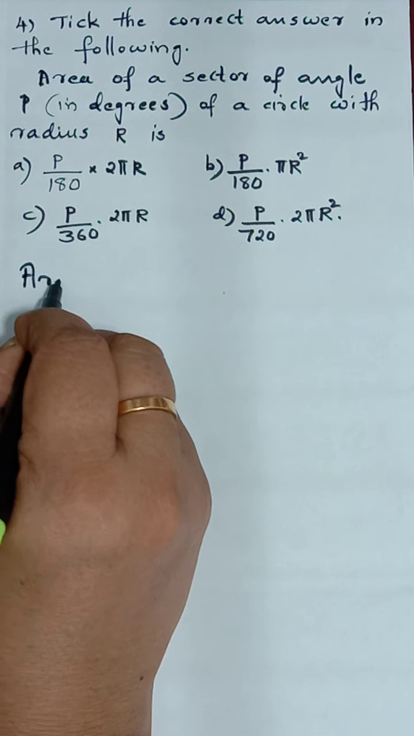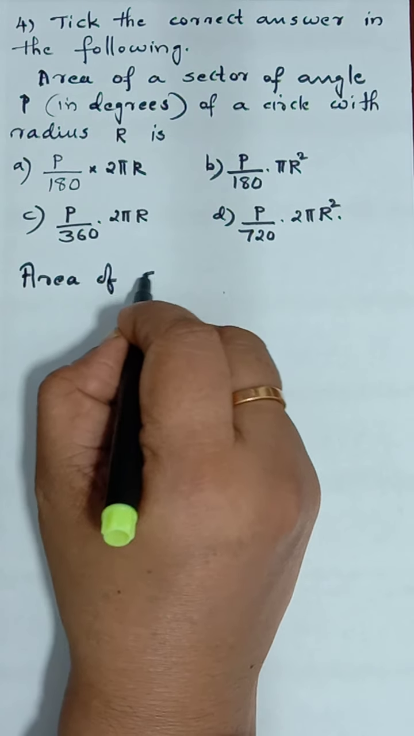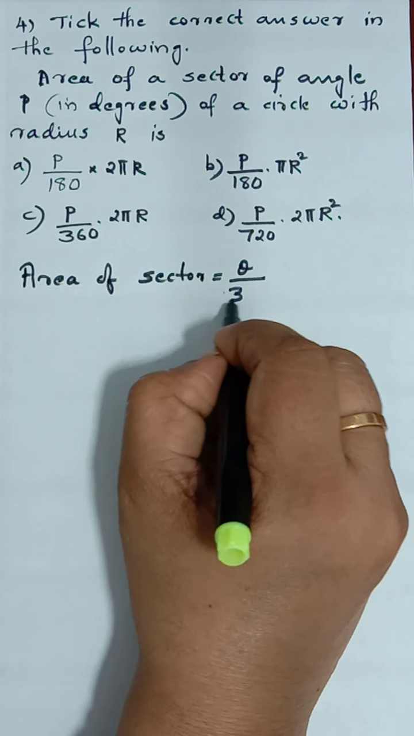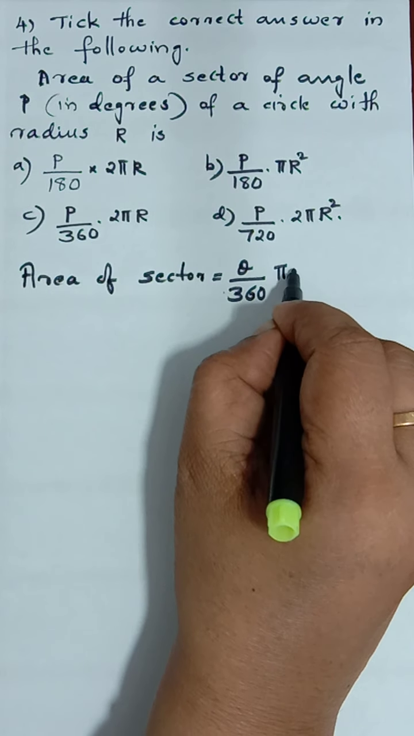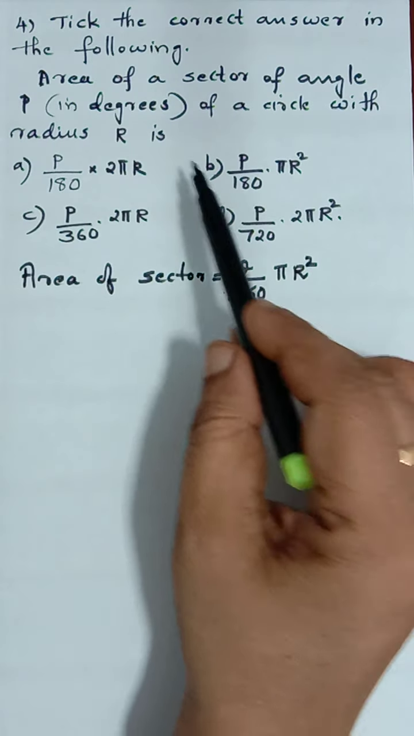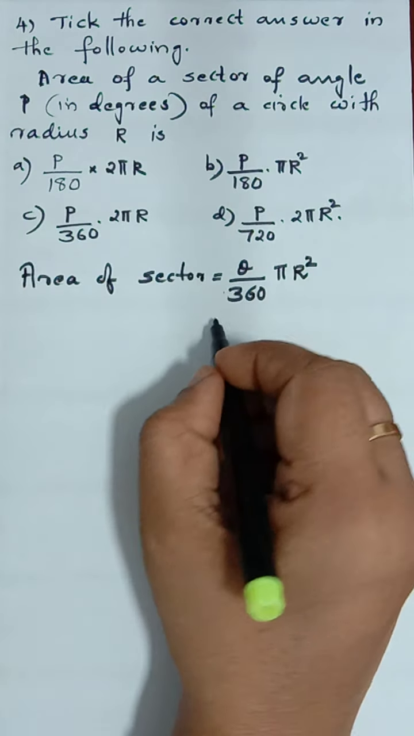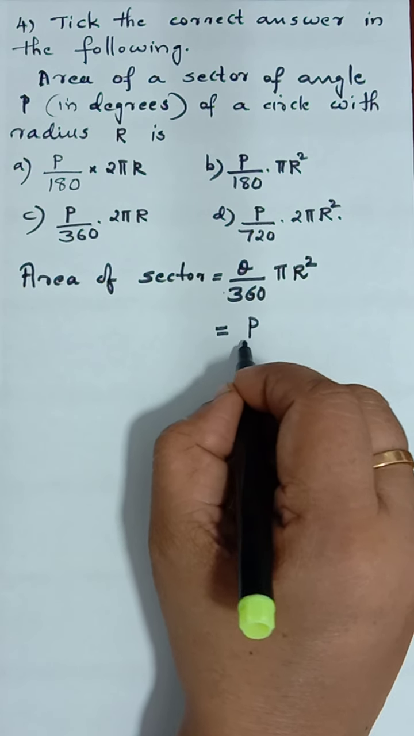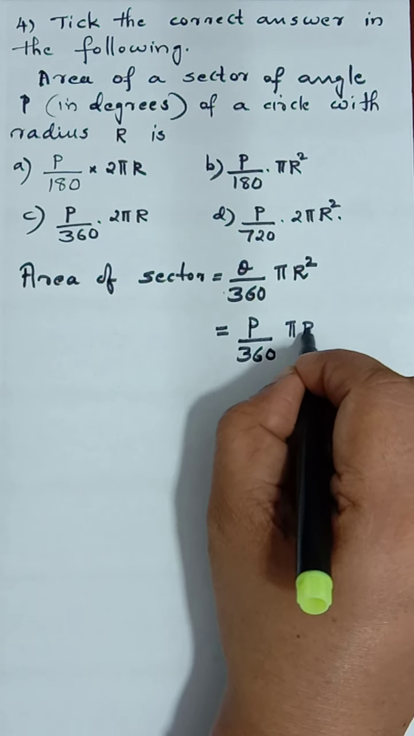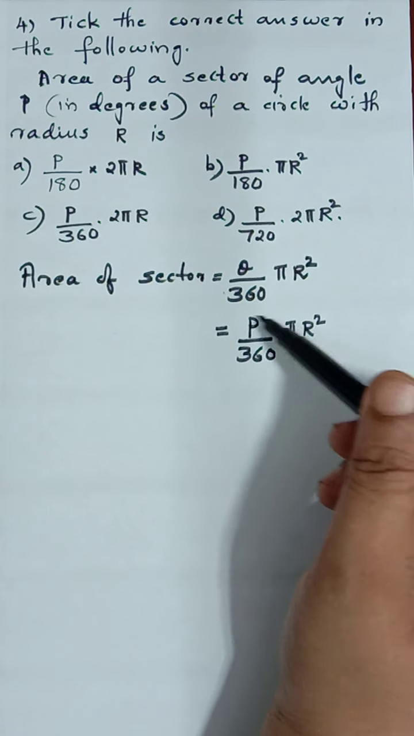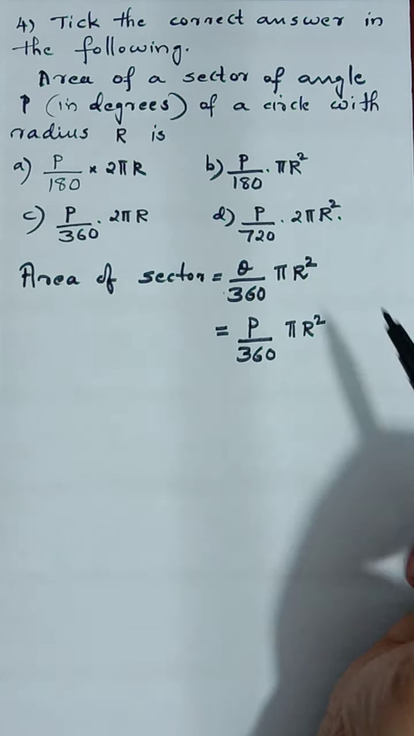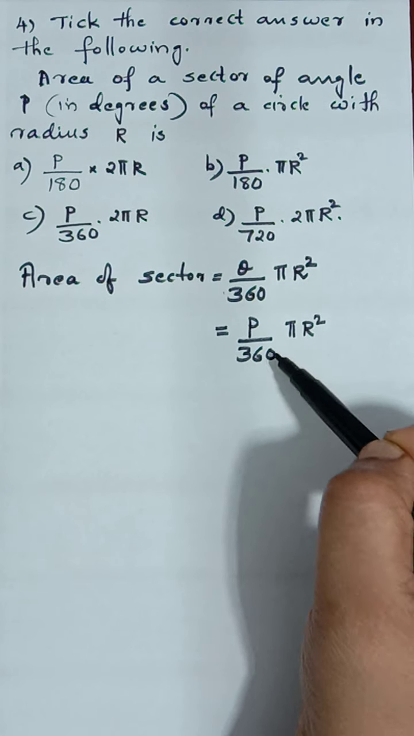Area of sector formula: area of sector equals theta by 360 into pi r square. So here r square means the radius is given as capital R, and instead of theta the angle is given as P. So P by 360 into pi r square. We have to match the same with A, B, C and D. Which one is equal to this?